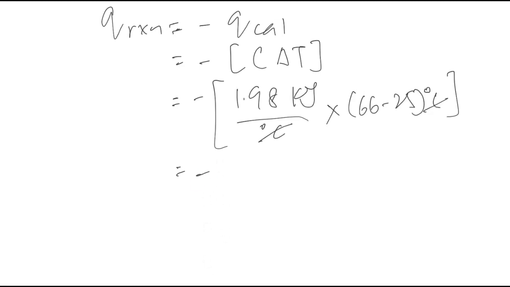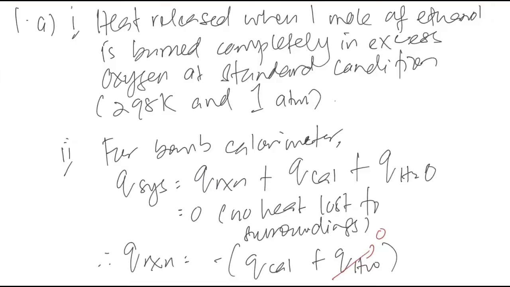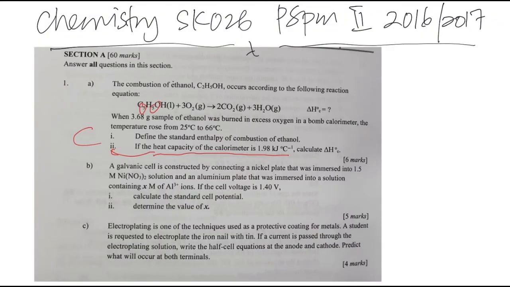Let me calculate the value. Okay, I get here. I hope students also can calculate together with me. What is the value you get here? 66 minus 25 multiplied with 1.98. I get 81.18 kilojoule. Okay, this is the heat release from the reaction. And then because we want to calculate the standard enthalpy, then we have to find for 1 mole. However, in this question, the mass given is not equivalent to 1 mole. So we have to calculate.